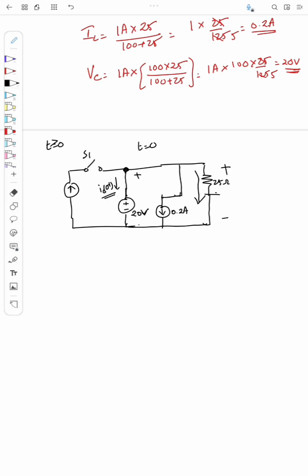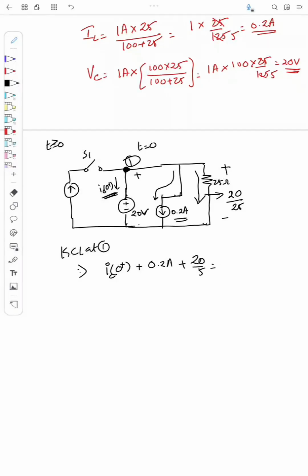This current will be equal to the voltage across 25, that is 20 by resistance 25. So there is a current flow like this, and also there is a current flow like this, equal to 0.2 ampere. Okay, so applying KCL here at node 1, IC0 plus 0.2 ampere plus 20 by 25 will be equal to 0.